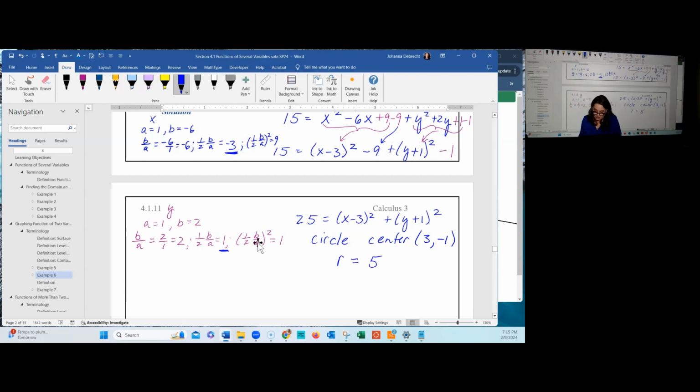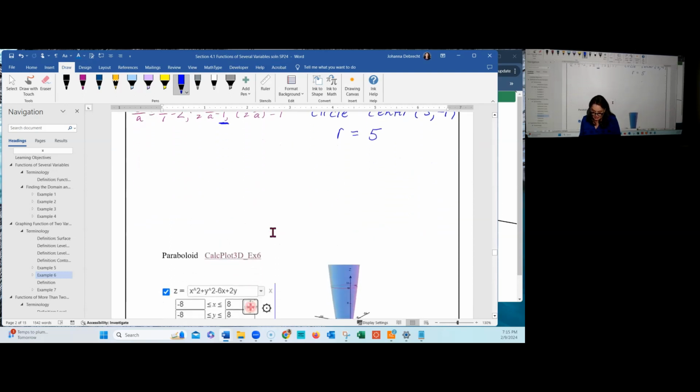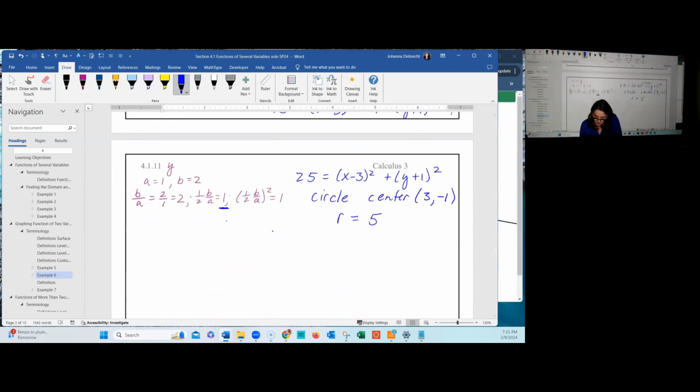So if I were to graph this, I would graph it in the XY plane, and I would get a circle centered at 3, negative 1, so centered here. So this would be 5 over to this direction, 5 to this direction would put me here. Coming up 5 would put me at 3, 4, and coming down 5 would put me down here at 3, negative 6.